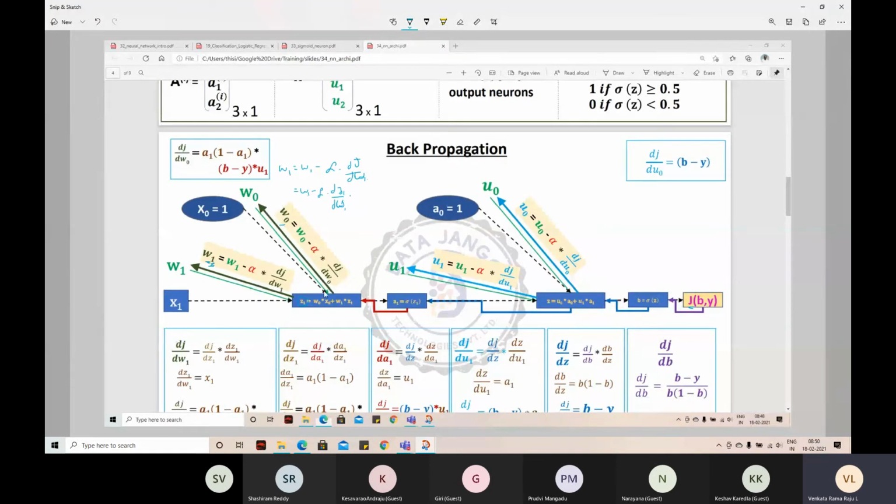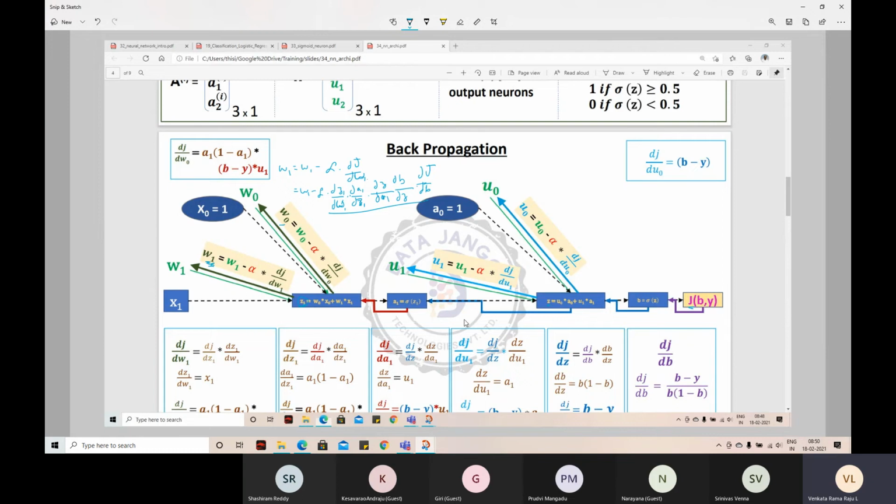When I change one unit in W1, Z1 will change. When you change Z1, A1 will change, so dA1 by dZ1, into, when you change A1, the Z will change here, so dZ by dA1. When you change Z, B will change, so dB by dZ. When you change B, J will change, so dJ by dB. Did the chain rule become big or not?